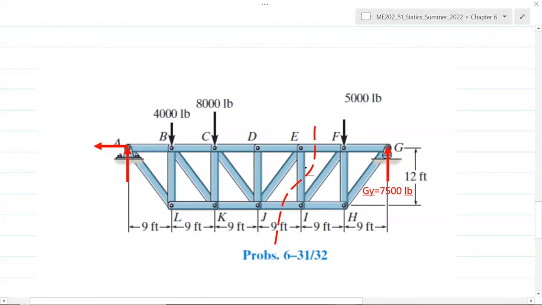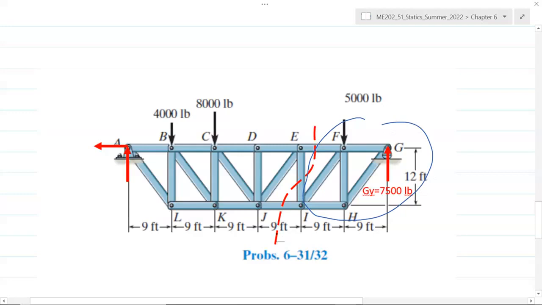When we take the section, we want to make sure that it does not pass through more than three members, because all the members that it passes through are unknown. If we have more than three unknowns, we cannot solve it because we have only three equations of equilibrium. So once we take the section, we will keep only the left side of the section.